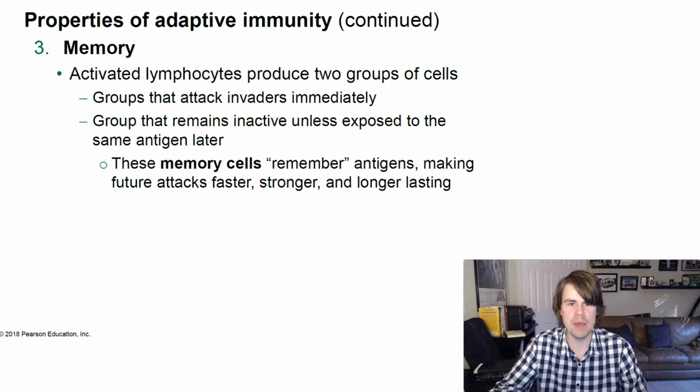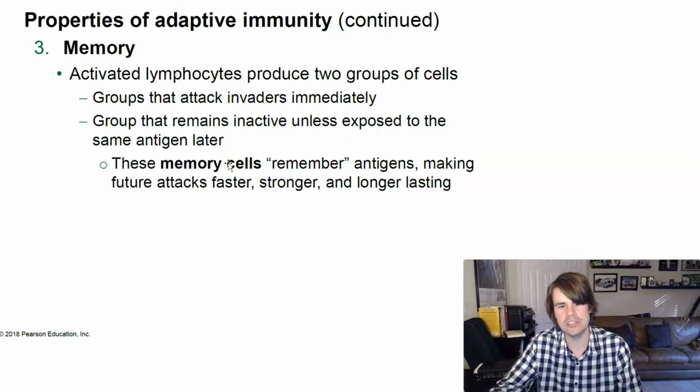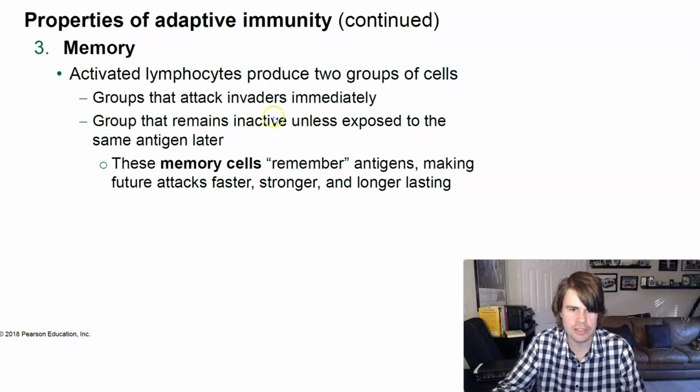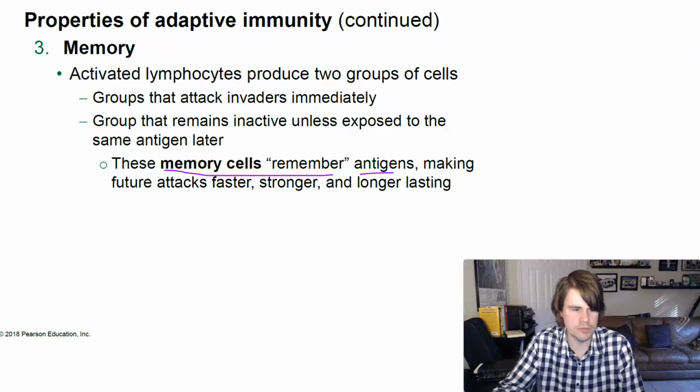Third property is memory. Activated lymphocytes produce two groups of cells, groups that attack invaders immediately, and then groups that remain inactive unless exposed to the same antigen later. So these are considered memory cells. Memory cells help us remember antigens, so therefore if we're exposed to it again, our body is ramped up and ready and able to defend us.